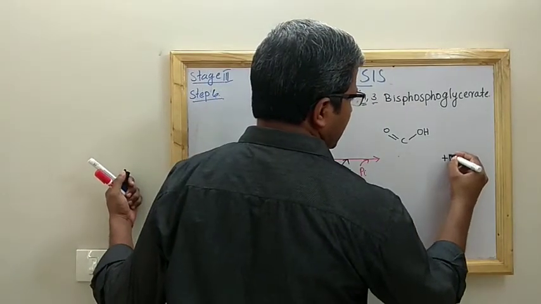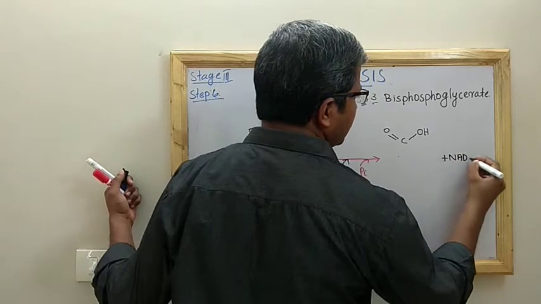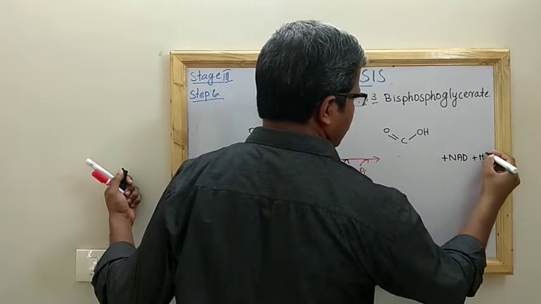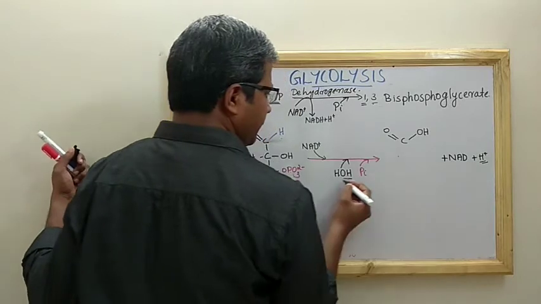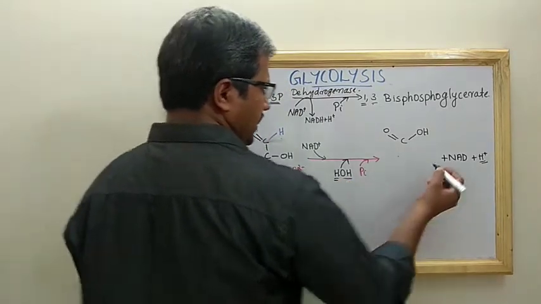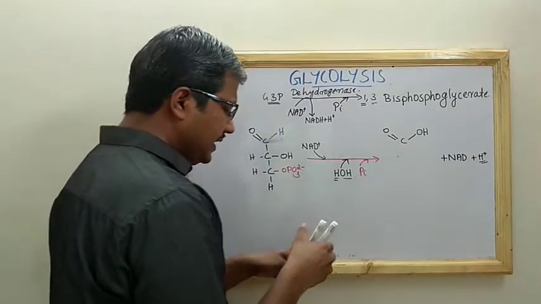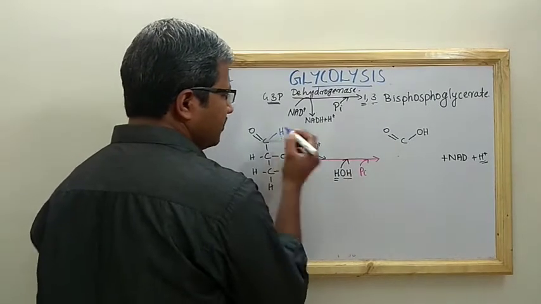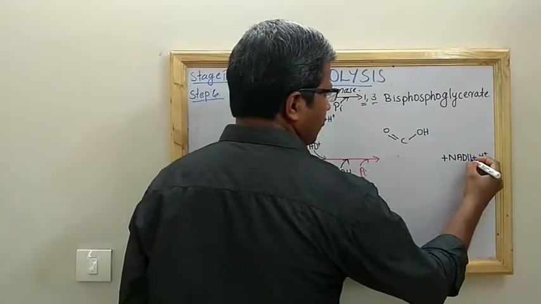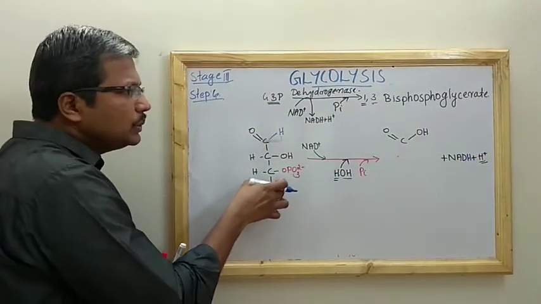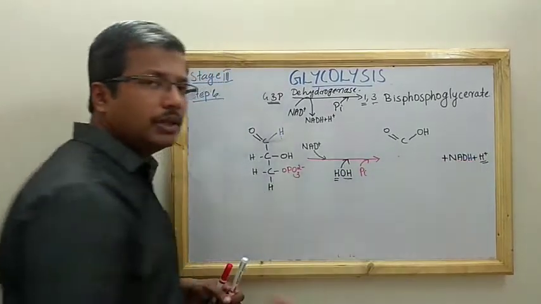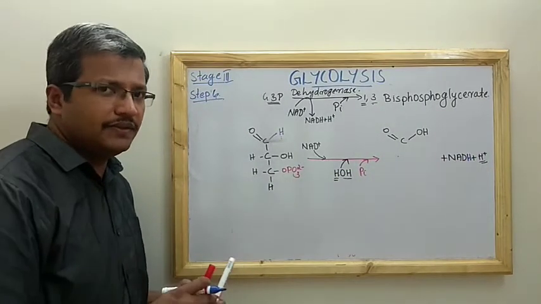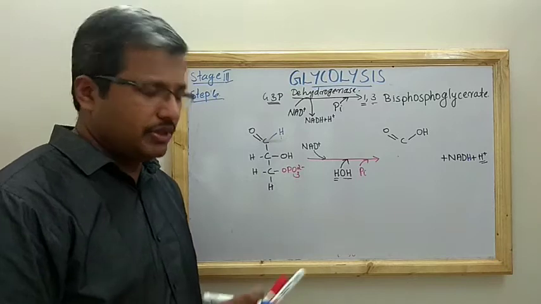Plus NAD. So this H plus came from this H, and now NADH is there. That H came from here. So this glyceraldehyde lost one proton, one electron. That's why it is known as the oxidation step.